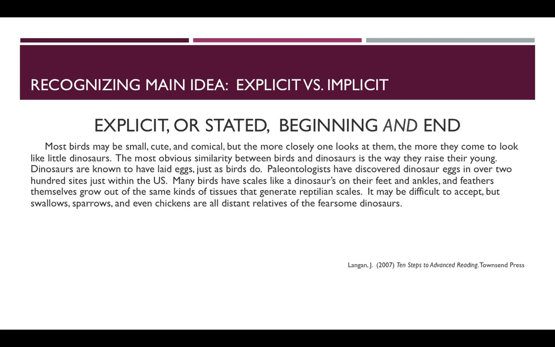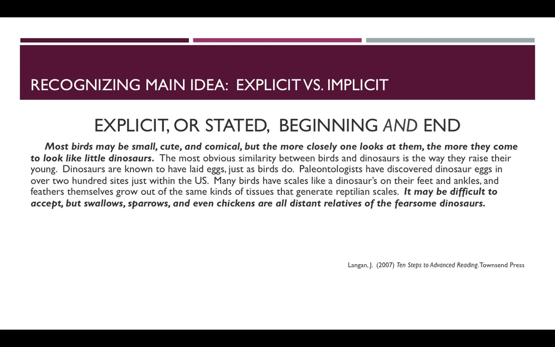Here we have explicit main idea both at the beginning and end of the paragraph. Pause the video to identify the main idea at the beginning and the end. Did you identify the main idea correctly? Most birds may be small, cute, and comical, but the more closely one looks at them, the more they come to look like little dinosaurs. And at the end, it may be difficult to accept, but swallows, sparrows, and even chickens are all distant relatives of the fearsome dinosaurs. The main idea here is that birds are actually closely related to dinosaurs.